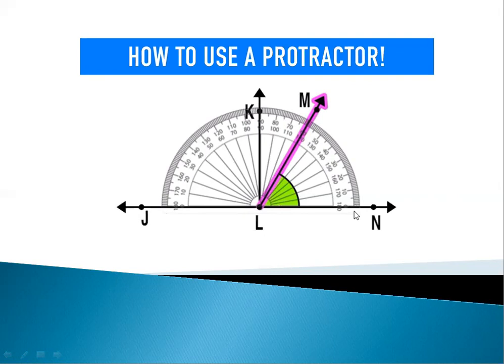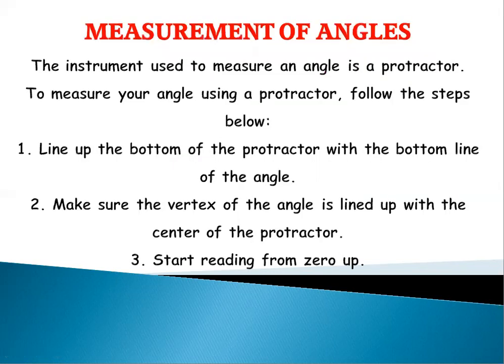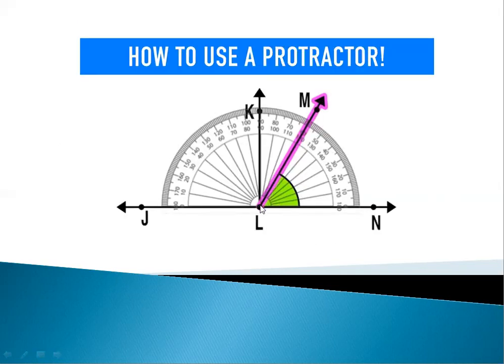And let's look at what next we are supposed to do. Line up the bottom of the protractor. We've done that. Next, make sure the vertex of the angle is lined up with the center of the protractor. So let's look for the vertex of that angle. Okay, this is the vertex of the angle. It must line up with the center. This is the center of the protractor. You can see this is the line that divides the protractor into two equal parts.